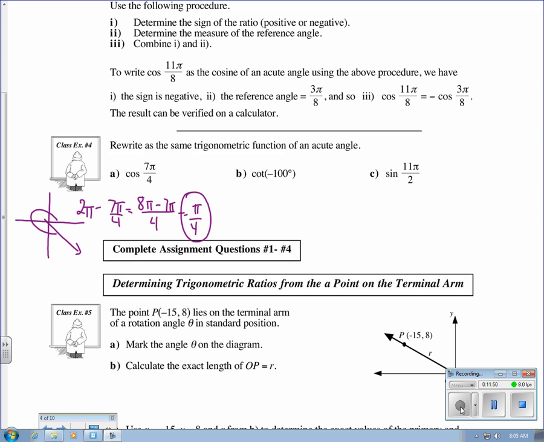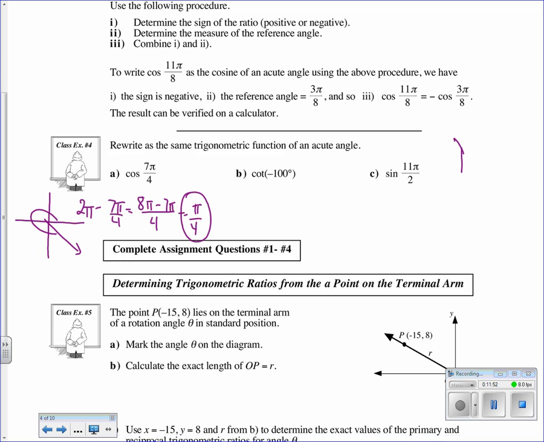Remember the steps. Draw in the angle. Draw the angle and create the triangle back to the x-axis to find that acute angle. If you're in physics, that's something that you're very familiar with.